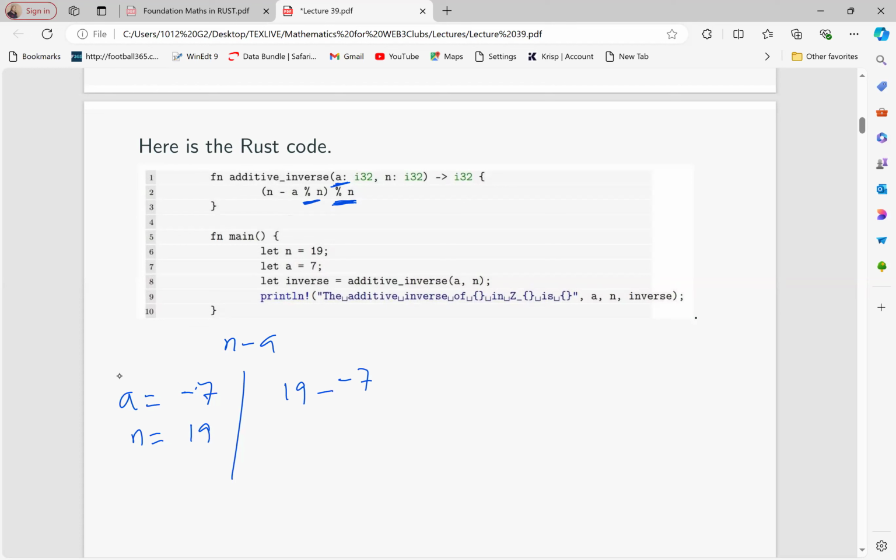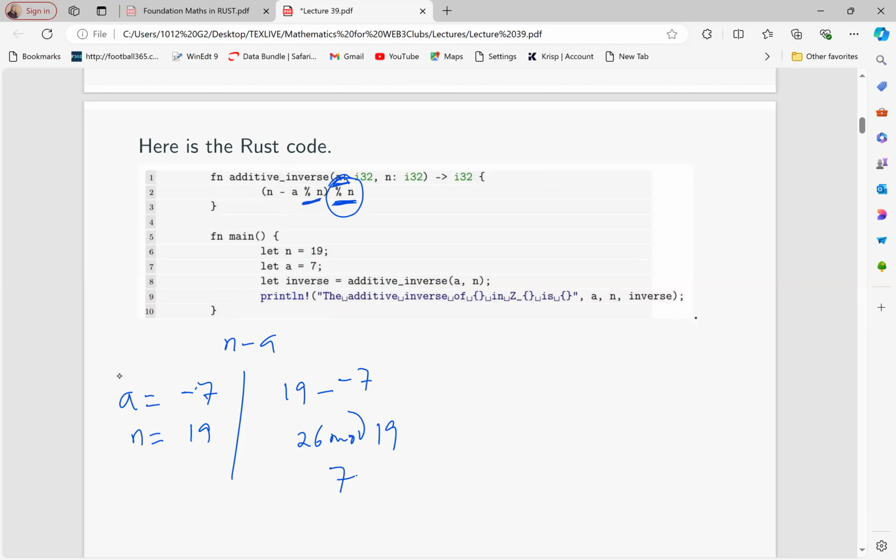So that is now where this part has to come in. If this part comes in, it reduces 26 mod 19 and gives you 7. Is that okay? But now, what about this other part?